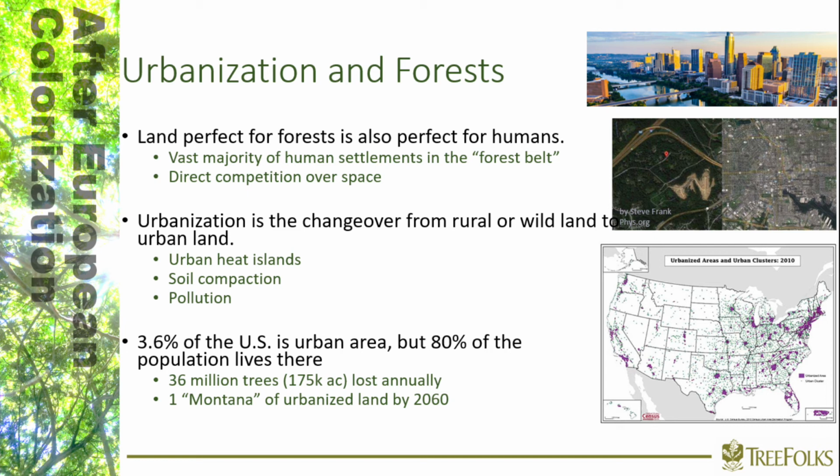Currently, 3.6% of the area of the United States is cities, but those cities hold 80% of the population. We lose 36 million trees across 175,000 acres every year. In the next 40 years, it's expected that we will transition a rural land area the size of Montana into urbanized land.